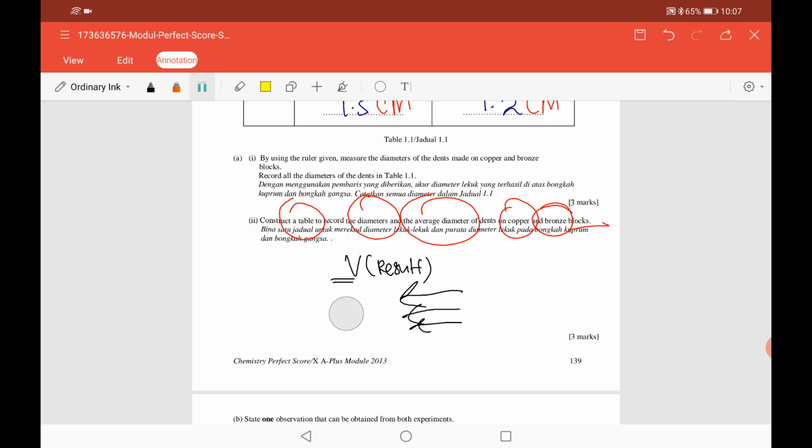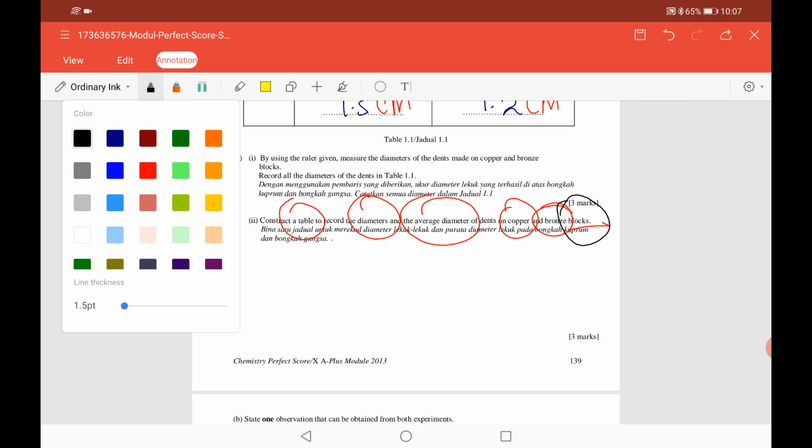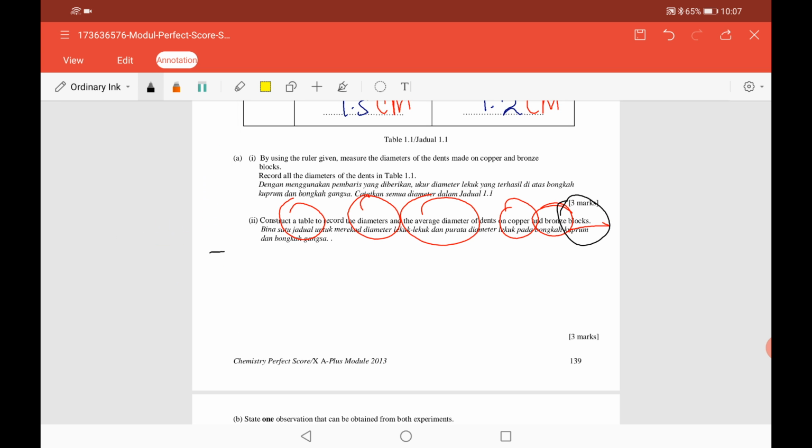So in this case, what we are changing is the different types of block. So this is the different block that we have. I can write type of block, or you can write material of block. We have two possible materials: one is called copper and one is called bronze.